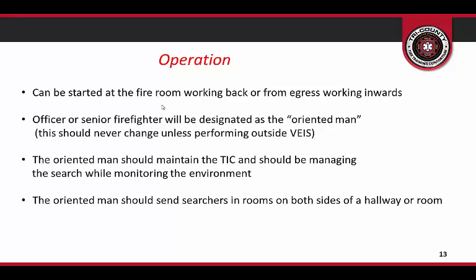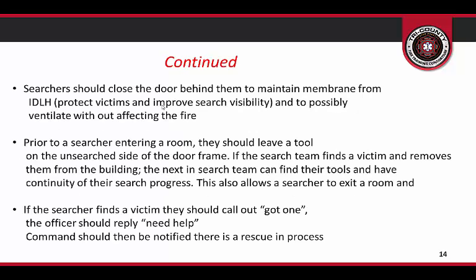The oriented man should maintain the tick and should be managing the search while monitoring the environment and the safety of the crew. The oriented man should send searchers in rooms on both sides of the hallway. The searchers should close the door behind them to maintain membrane from the IDLH. So we want to keep the bad stuff in the hallway, for our own visibility as well as the viability of our patients. And then once we have that membrane, if we can open a window, preferably if there's no heat, we should. If we can't open it, then we should break it, and that's going to give us the visibility to do a rapid, good, thorough search.